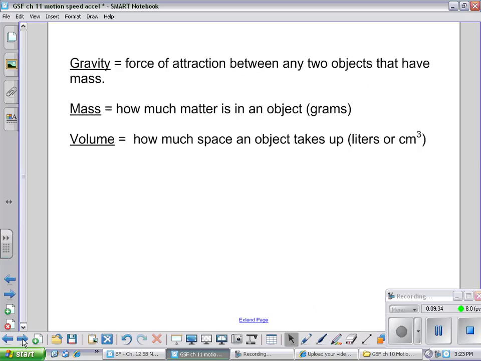The next couple of things I just wanted to give you since we were here. Gravity is the force of attraction between any two objects that have mass. All right. Mass is how much matter is in an object. Volume is how much space an object takes up. Just to kind of keep all those different things straight in your mind. And we'll go ahead and wait till the next lesson to get into gravity problems.